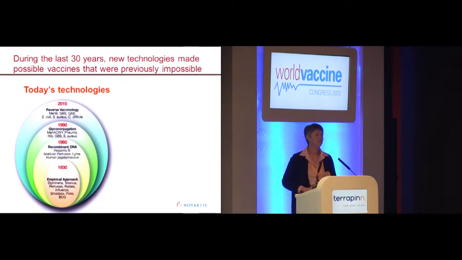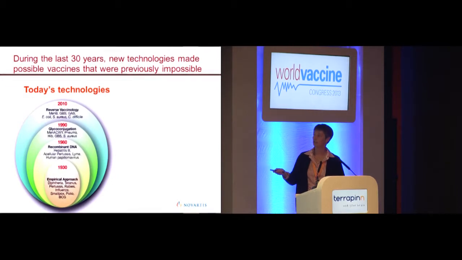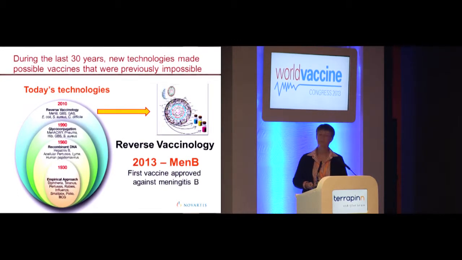Before moving to how to design the next generation of vaccines, let me spend one slide on today's situation. We've already seen that slide many times today and yesterday, but it gives a very nice overview of what we have today as common vaccines. And actually, the latest technology, which is reverse vaccinology, is a reality today, as 2013 is the year of the first vaccine approved based on that technology. This is a vaccine against meningococcus B. So what about the next generation?